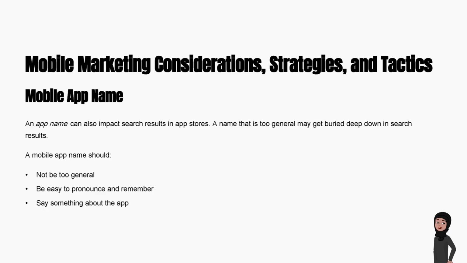A strong app name should do three things. First, it should not be too broad or generic. Second, it should be easy to pronounce and remember so consumers can recall it later or recommend it to others. Third, it should communicate something about the app's purpose or value. In mobile marketing, the app name is more than a label. It is part of the brand, part of the search strategy, and part of the consumer's first impression.